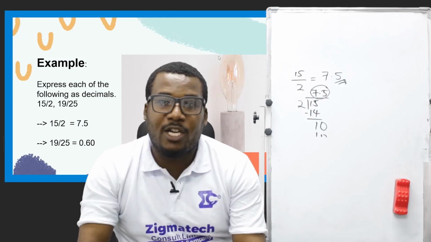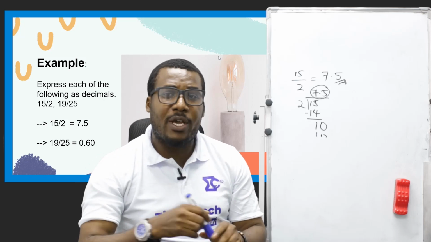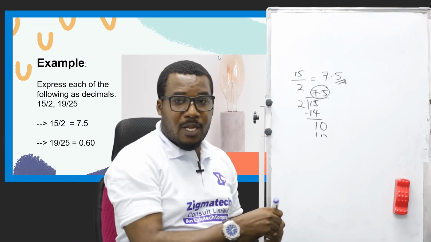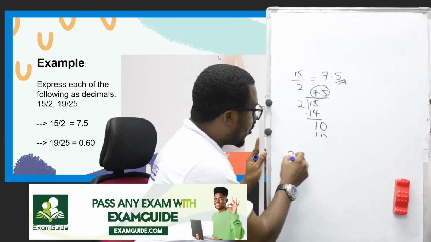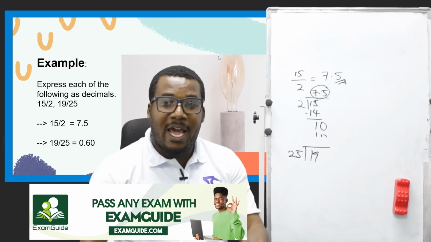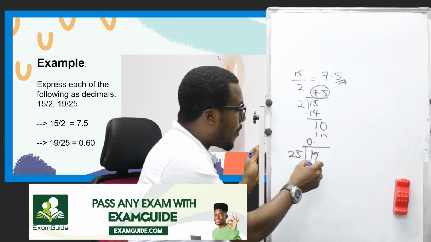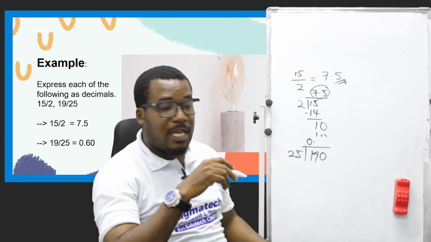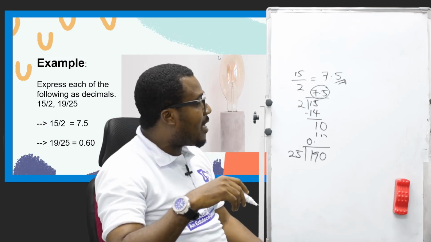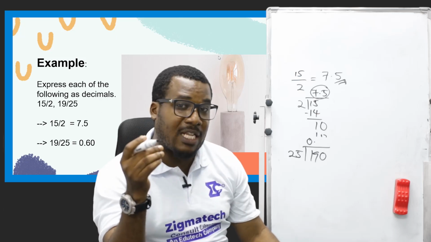Let's work with the second example, which is 19 divided by 25. You're given a question in the second case there, 19 divided by 25, and usually you use your denominator to divide your numerator, which is 19. Now you use 25 into 19, it will not go because 25 is bigger, so you put your decimal point, add your 0, and then 25 into 190. Let's look for the closest number that can give us 190.